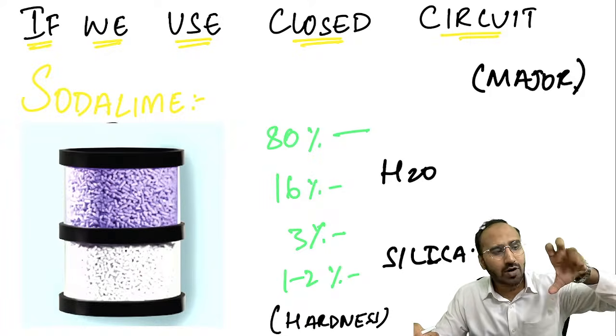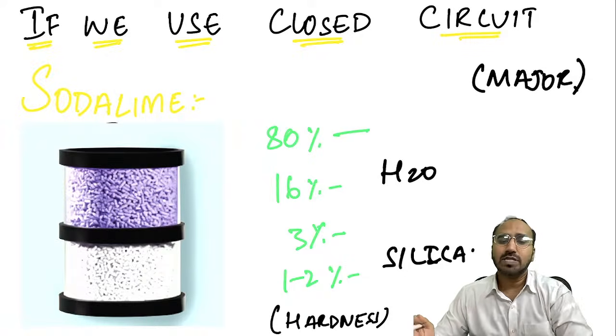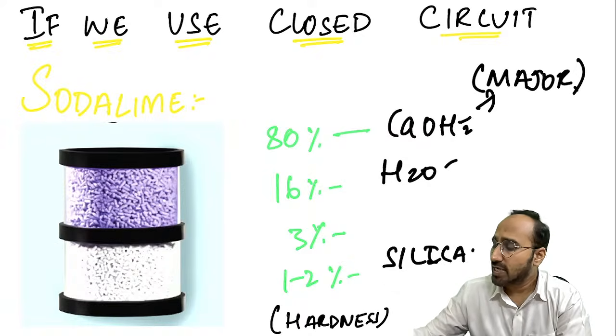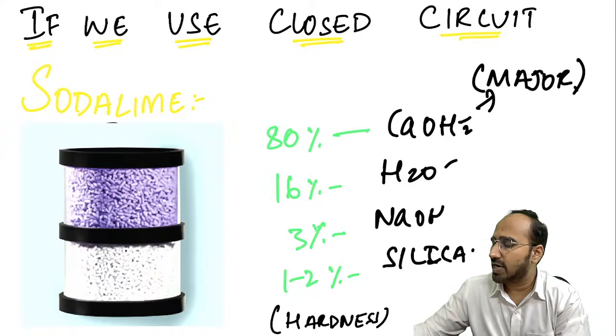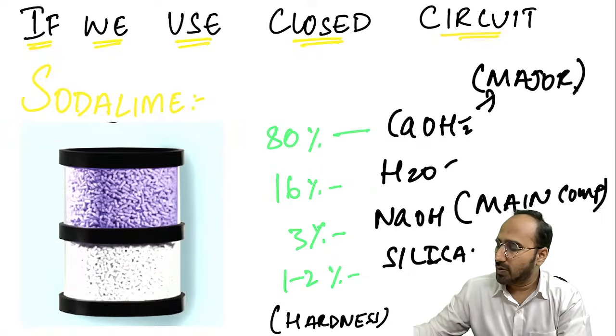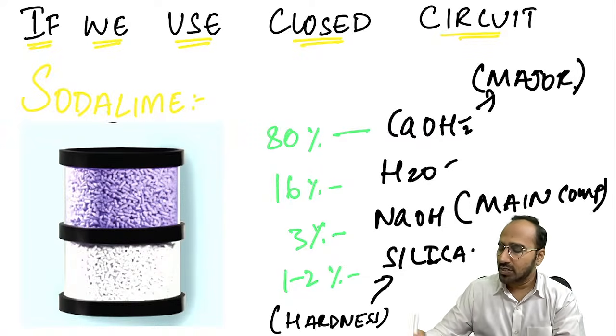What is that chamber? What is inside the chamber? Inside the chamber, there could be soda lime or baralyme. Soda lime is made up of 80% calcium hydroxide, which is a major component, 16% water, 3% sodium hydroxide, which is the main component without which soda lime cannot be formed, and 1 to 2% silica, which is usually used to make the soda lime granules hard.